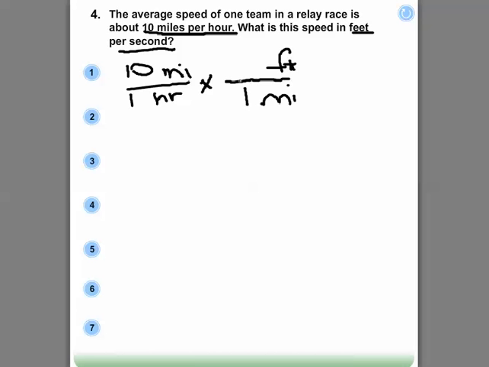So we've got 1 mile is equal to 5,280 feet. We cancel off these miles and then we multiply across. So we get 52,800 feet over 1 hour.